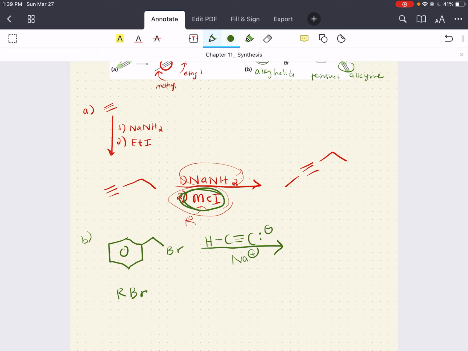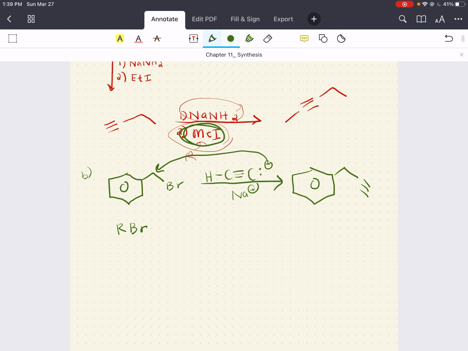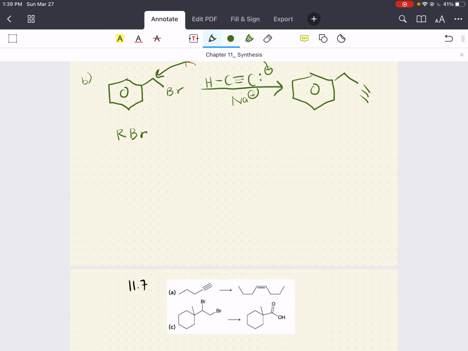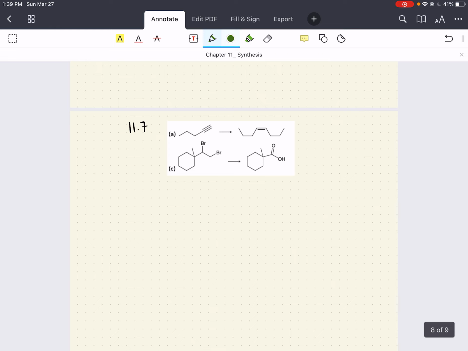What this is going to do is it's going to react like a little bit of a substitution reaction, and we're going to get to replace that bromine with this triple bond here. All right, one-step synthesis here. Fantastic. Let's just keep doing more and more, just to get comfortable.